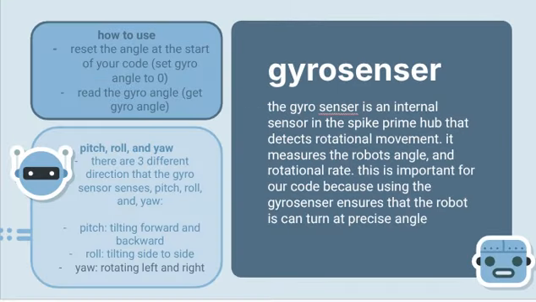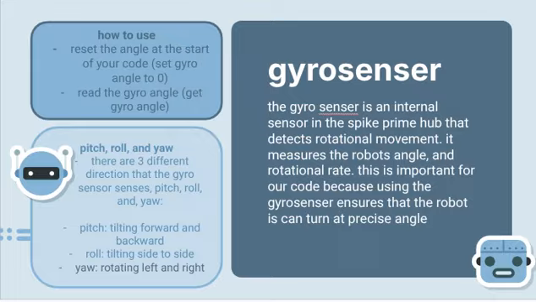The gyro sensor. The gyro sensor is an internal sensor in the Spike Prime hub that detects rotational movement. It measures the robot's angle and rotational rate. This is important for our code because using the gyro sensor ensures that the robot can turn at a precise angle. So if you want to use it, reset the angle at the start of your code. So set the gyro angle to 0. Read the gyro angle, and that will give you the angle.